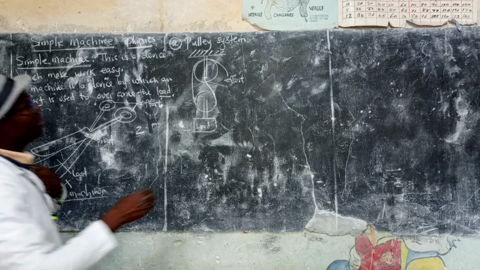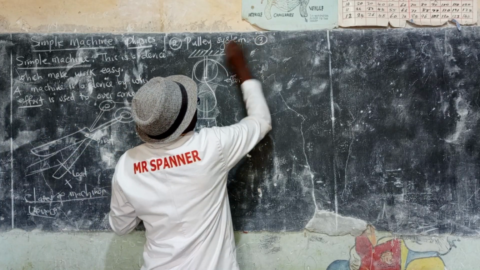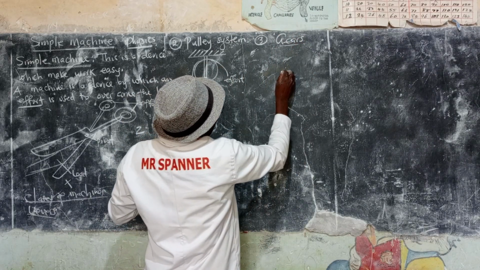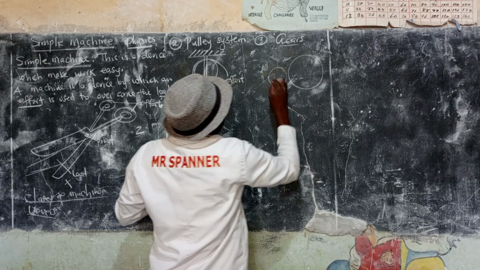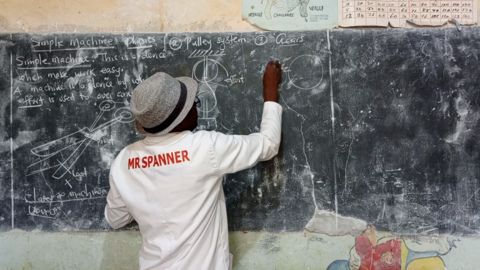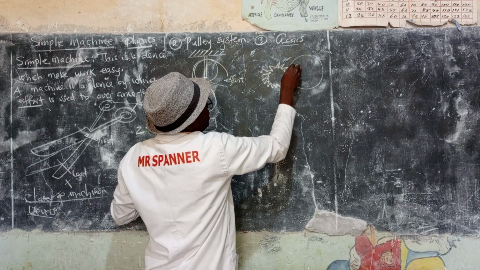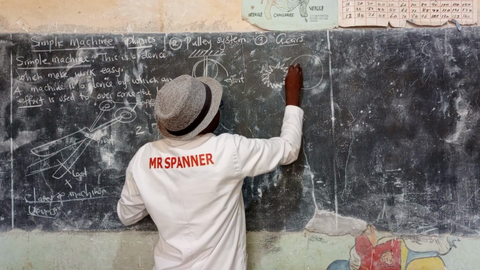Apart from the pulley system, we've got another machine called gears. Okay, gears: there will be a driving gear and a driven gear. So it's a number of teeth here. Then we go to solve it again.